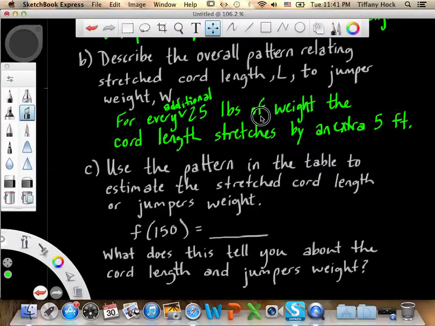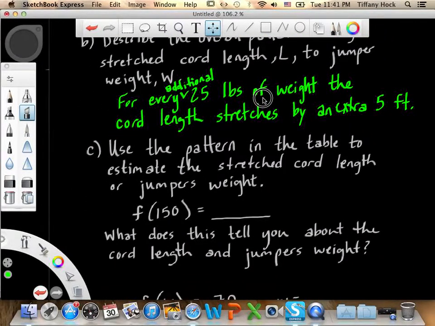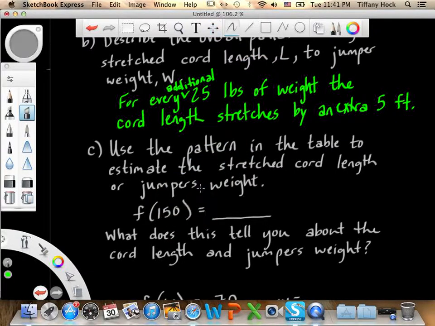Use the pattern in the table to estimate the stretched cord length or the jumper's weight. And it gives us this function notation here, f of 150. So here's where function notation is coming in. We need to think about what generally goes inside the parentheses when we write an expression as f of something, okay? Generally that's where the x variable goes. Sometimes it won't be listed as x, maybe it'll be listed as t or something like that. And even in some cases you may not even see it written as f of x. Maybe it would be h of t to represent the height over so much time.